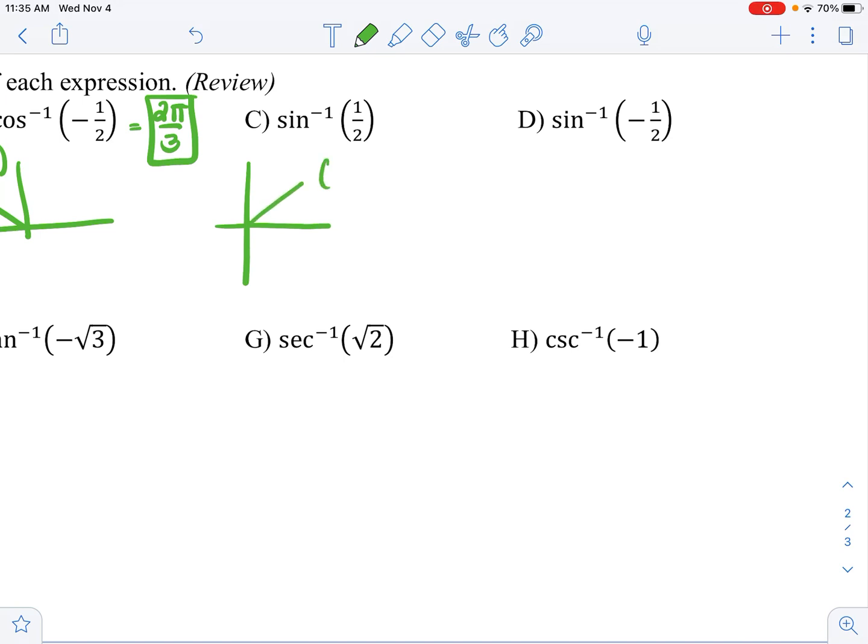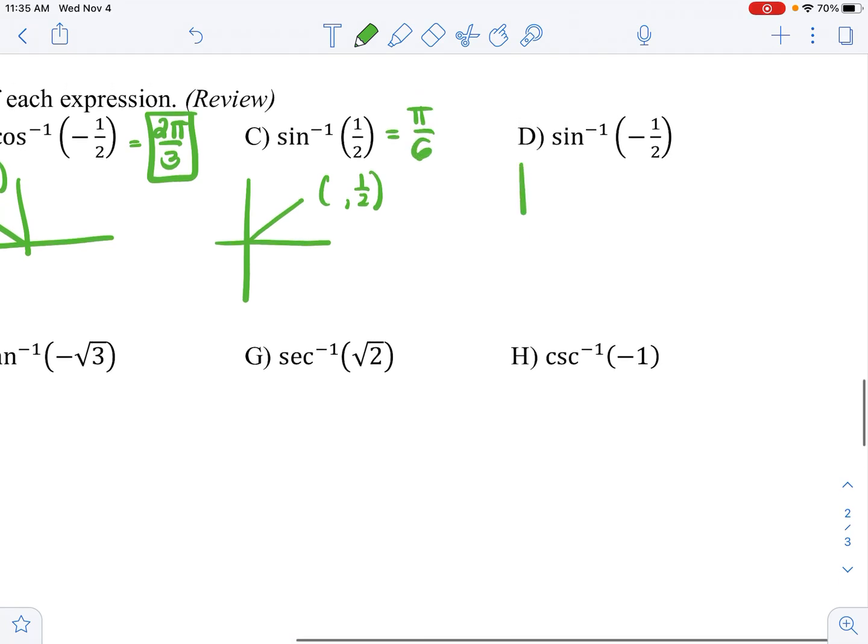All right, next one, sine inverse of 1/2. Sine inverse is defined in your first and second quadrant. It's positive in your first quadrant. Sine is your y value. So what is that angle? That's 30 degrees, but we want it in radians, so pi over 6.